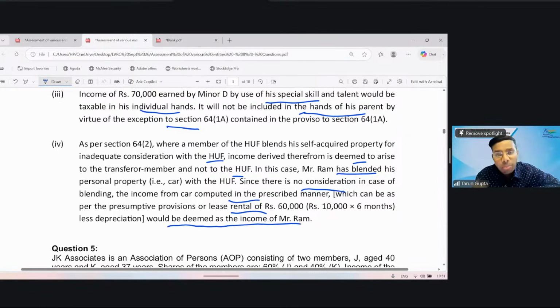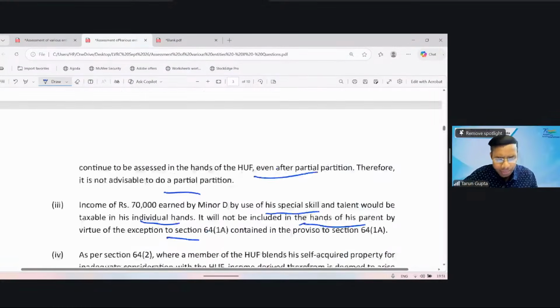would be deemed as income of Mr. Ram. Okay? You have to compute the income. For computing the income, you will allow the expenses in earning such income. One of such expenses shall be depreciation. Clear?